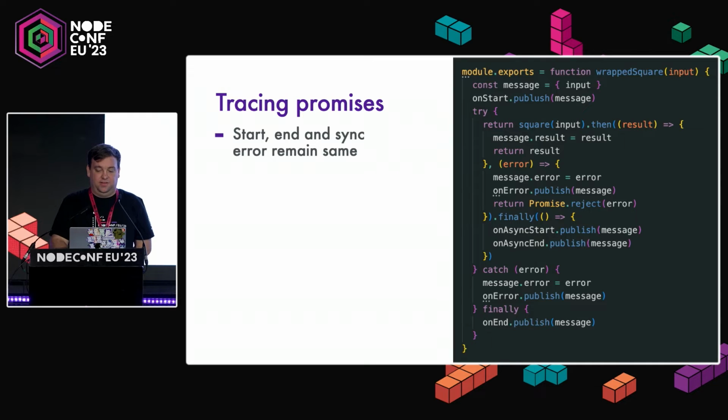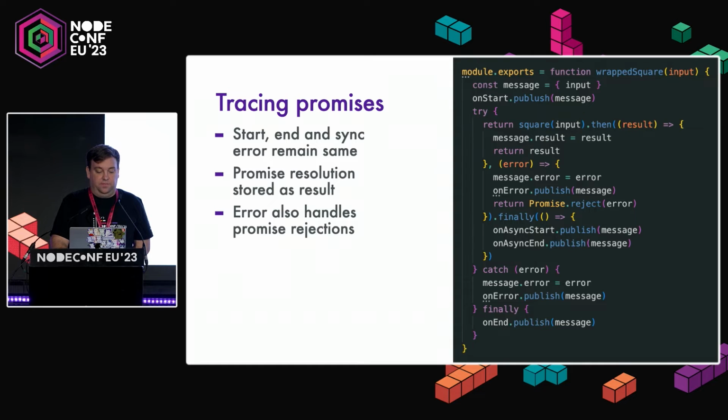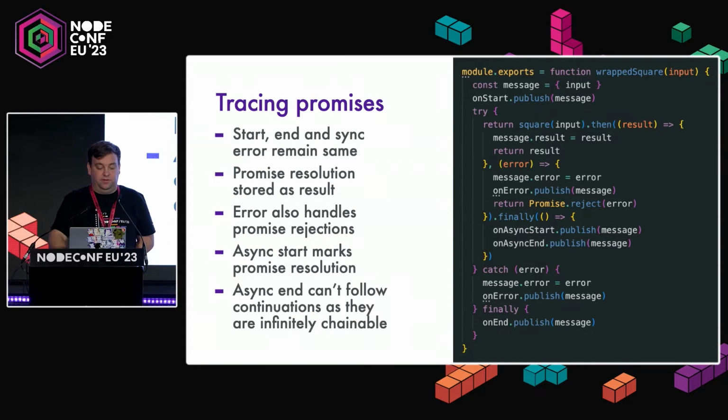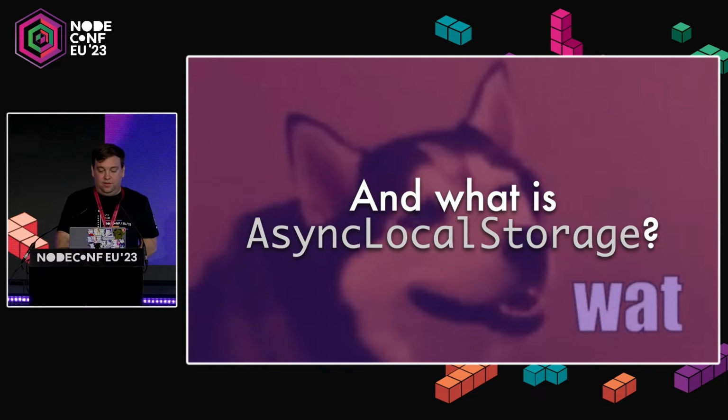So this is roughly what it looks like internally. Again, start, end, and sync are the same. The promise resolution in this case is stored in the result, and promise rejections get stored as the error, and then the async start marks when it's resolved this promise, but also runs the async end immediately because, like I said, it's infinitely chainable. There's not an end, and so that shows us how to talk about what the process is doing.